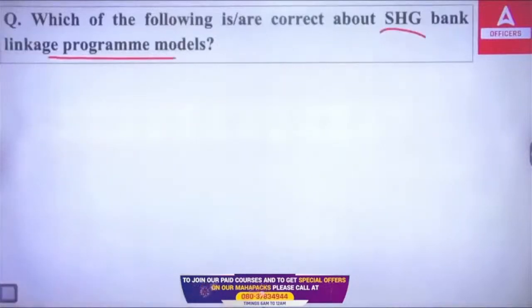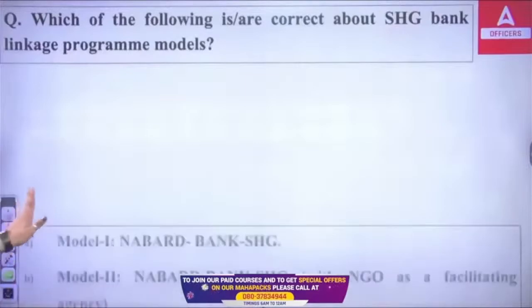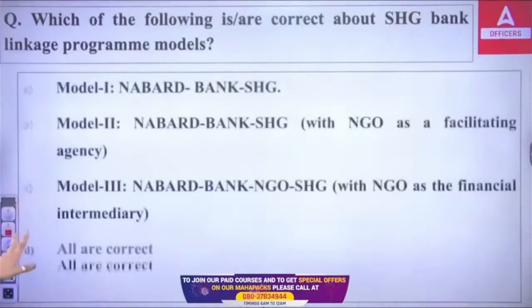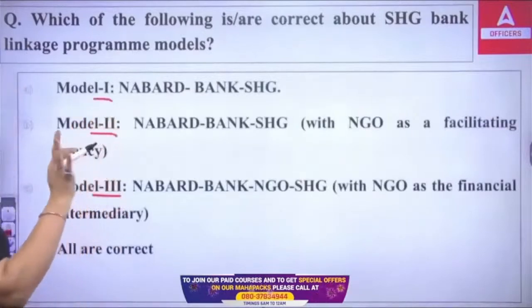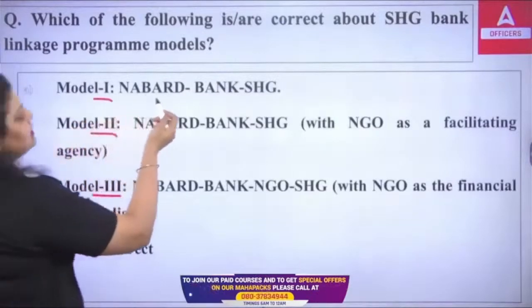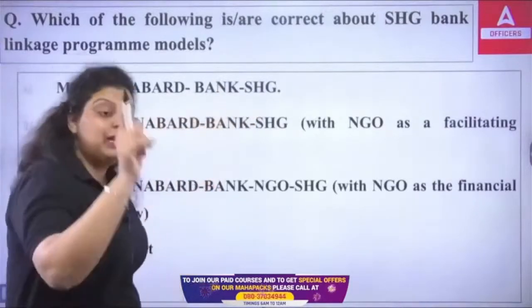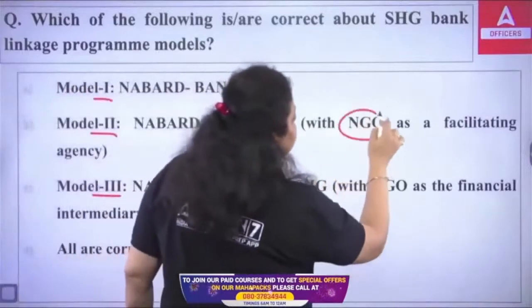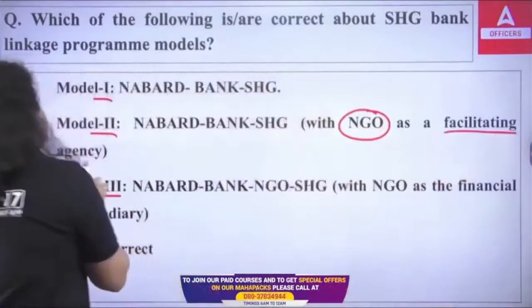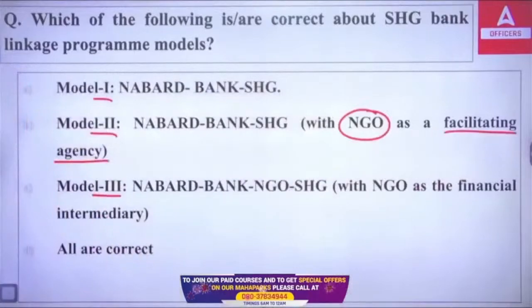Next, which of the following is/are correct about self-help group bank linkage program models? So we have these 3 models. First model, model 1, model 2, model 3. There are actually 3 models only. Model 1 is NABARD, bank and self-help group will be involved. Model 2 is saying NABARD, bank, self-help group will be involved, but apart from that, NGO will be involved as a facilitating agency in the model.